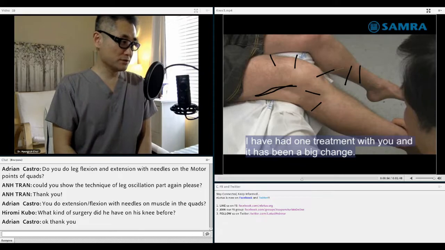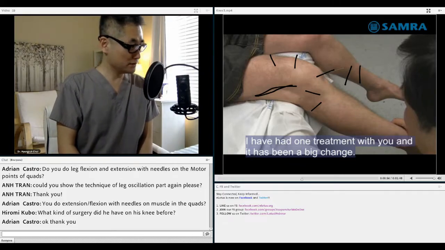I do not know about the surgery procedure he had because he didn't know it.